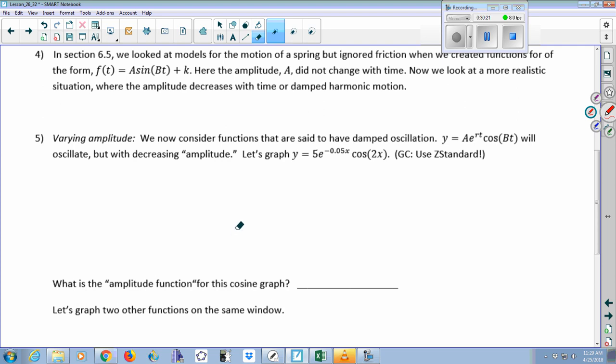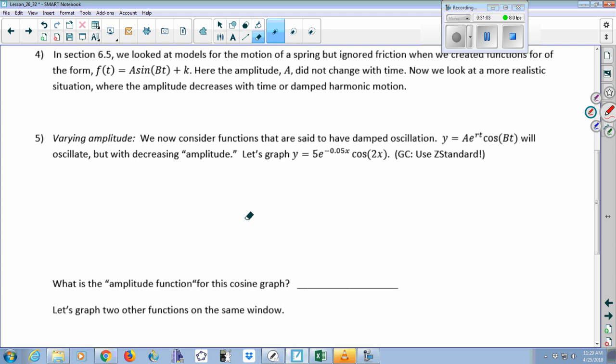Okay, so number 4. All right, so this is the little spring idea I was telling you about. And we already talked about this. When we looked at this in section 6.5, we were looking at simple harmonic motion. In other words, our spring was going on perpetually in time. Same amplitude, same max and min values, okay? But we know in real life that a spring doesn't oscillate and stay at the same high point and low point. It gets dampened down. So this is called damped oscillation, a damped harmonic motion.